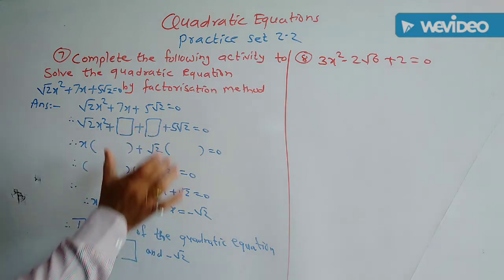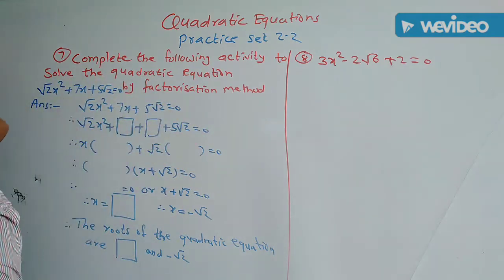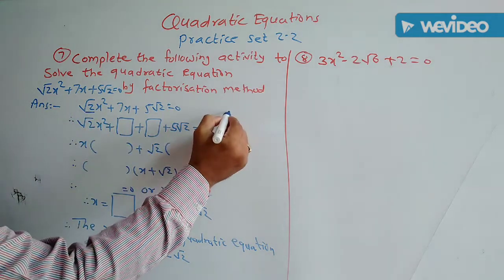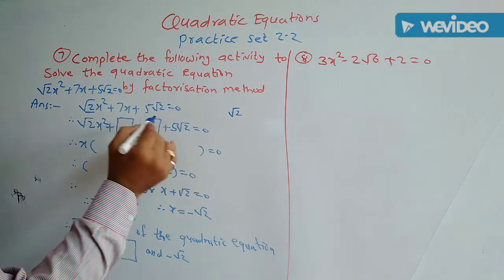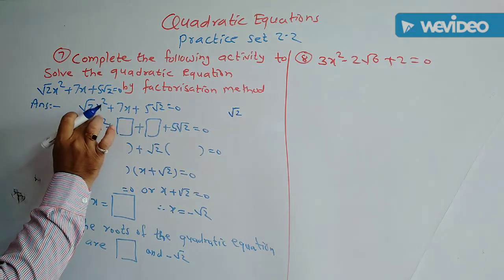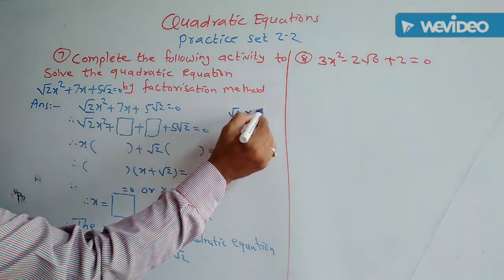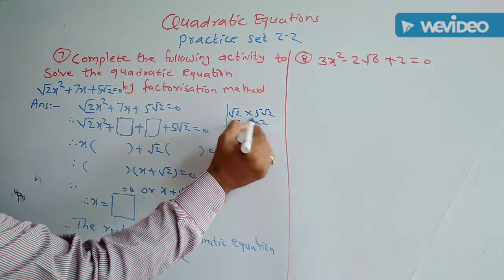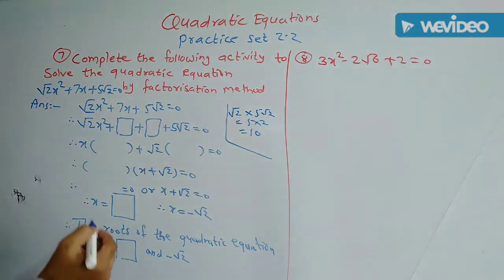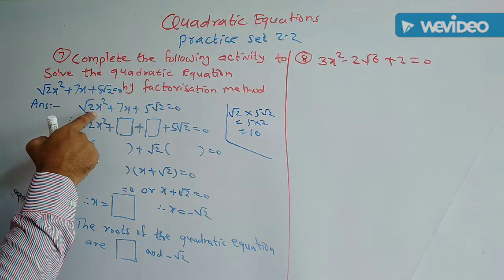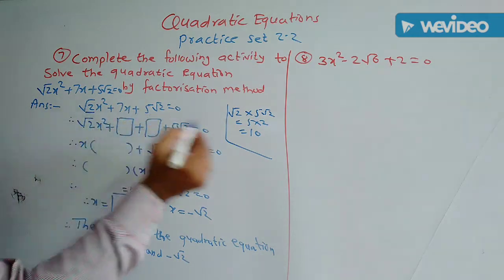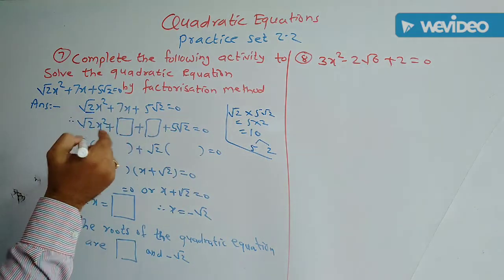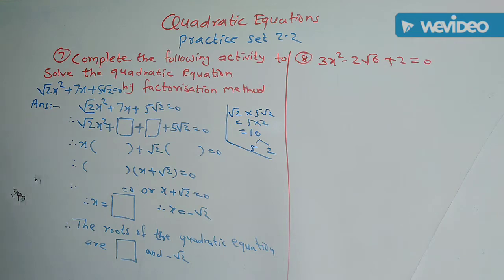The example can be solved by the previous method of factorization, the same method. Now here the coefficient of square term is greater than 1, which is given root of 2. Therefore we take the product of root of 2 and the constant 5 root of 2. Root of 2 into root of 2 is 2, 5 as it is, 5 2s are 10. Now factorize 10 as 5 into 2. All terms are positive, therefore we take plus plus sign.